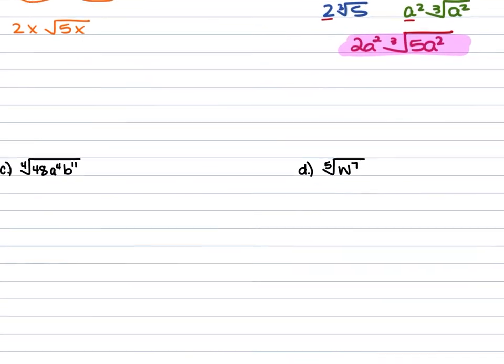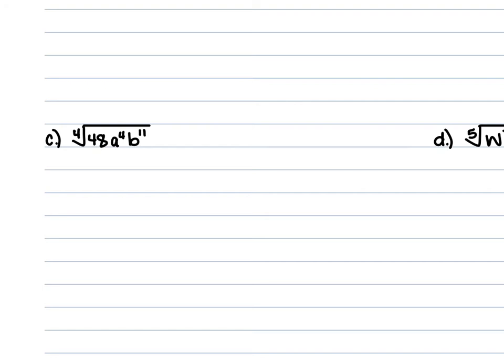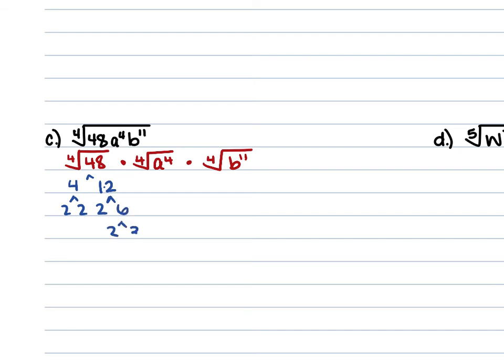For example C, we have the 4th root of 48a to the 4th power b to the 11th power. For this one, I'm going to first separate all of this. So I have the 4th root of 48 times the 4th root of a to the 4th power times the 4th root of b to the 11th power. So the 48, I'm going to find the prime factorization of it. I have 4 and 12. 4 is 2 and 2. 12 is 2 and 6. 6 is 2 and 3.